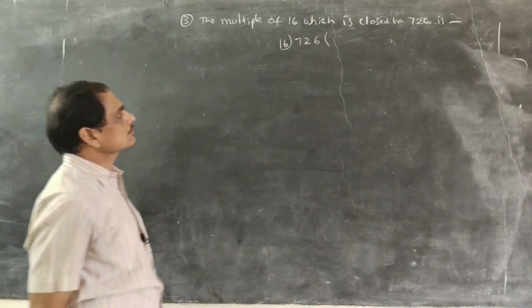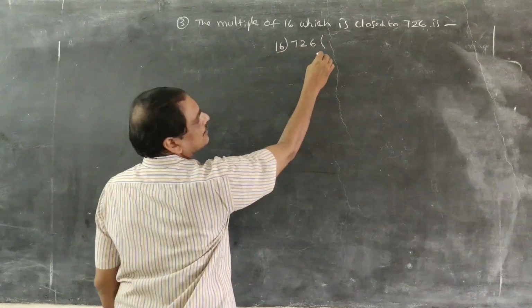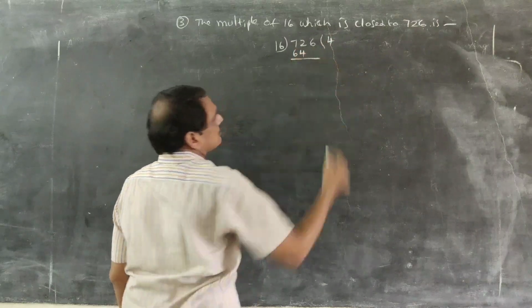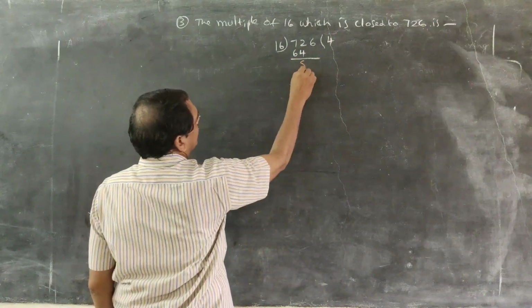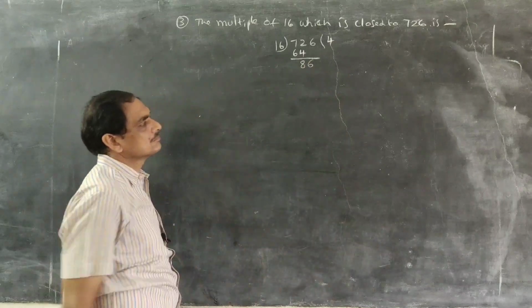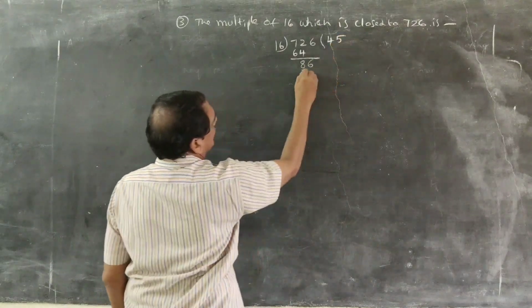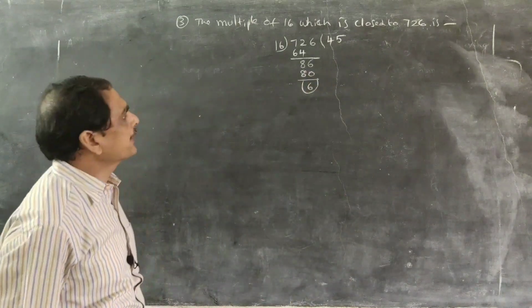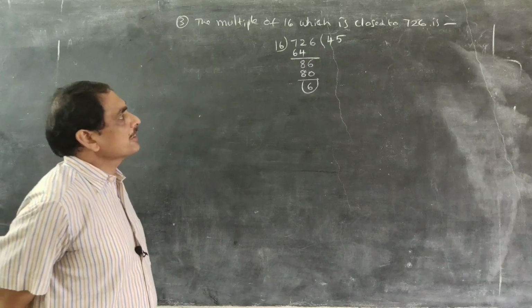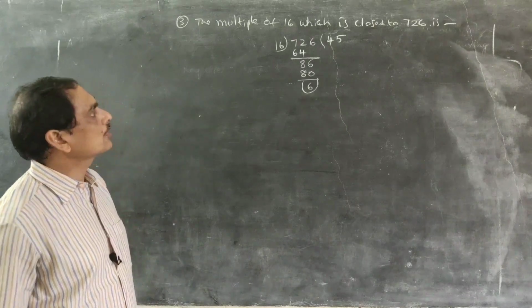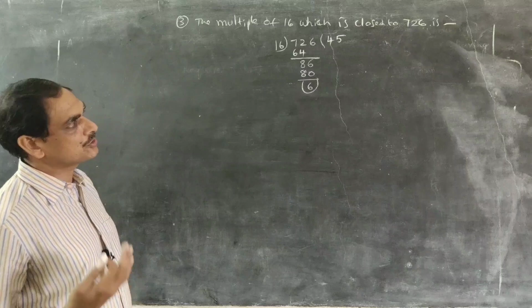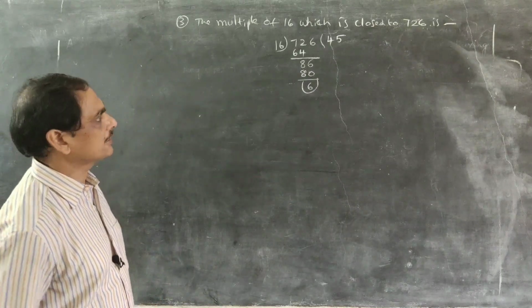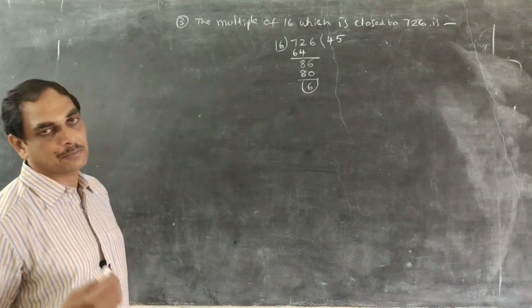16 4s are 64, this is 8, 6. 16 5s are 80. So here 6 is the remainder. We are going to find the multiple of 16 which is close to 726, either the multiple before or the multiple after. So we divide 726 by 16.